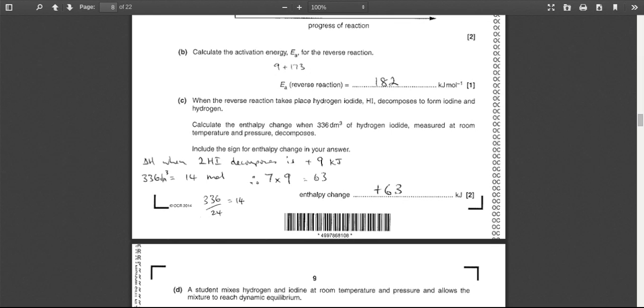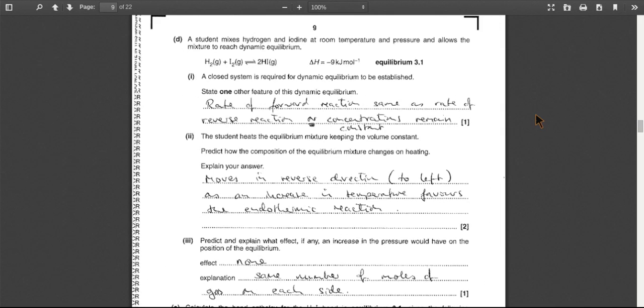Part D is just a little bit of recall from your knowledge of dynamic equilibria. So apart from the closed system condition, another feature of a dynamic equilibrium, well, you could say that the rate of the forward reaction must be the same as the rate of the reverse reaction, or you could say that the concentrations of everything remain constant.